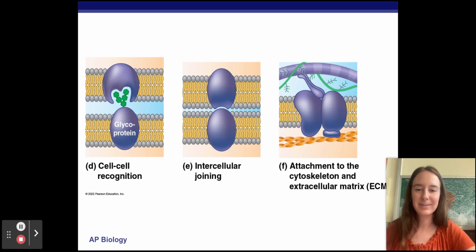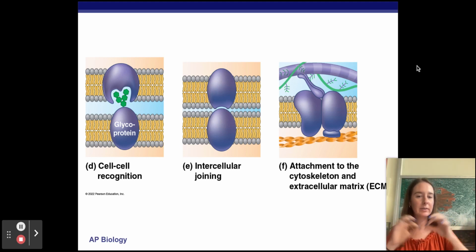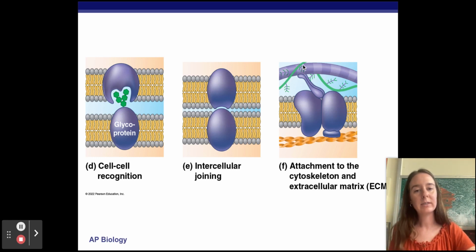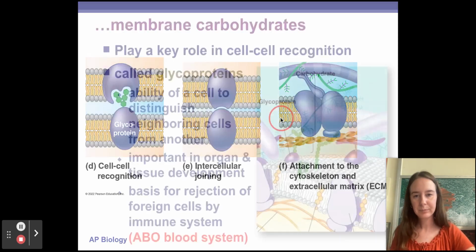They're kind of like holding hands. Intercellular joining: sometimes two cells can be joined together by two proteins that are connected, and even proteins can attach to the cytoskeleton. So the cytoskeleton are these fibers outside in the extracellular matrix. Extra means outside the cell, matrix means all the stuff that's surrounding it, and so these proteins attach on and kind of hold the cell in place within the space outside the cell.